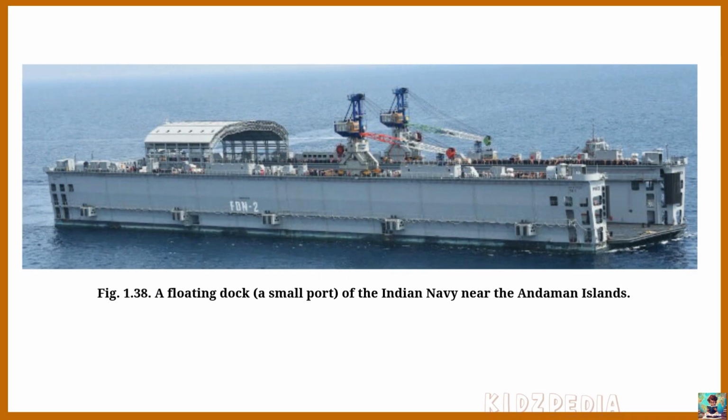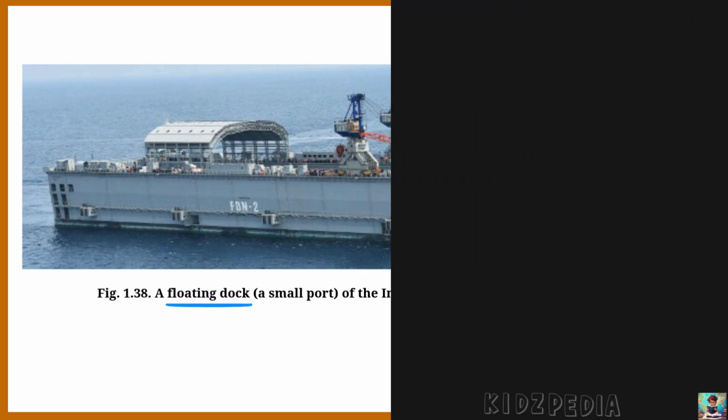Figure 1.38, a floating dock, a small port of the Indian Navy near the Andaman Islands. A floating dock is a small movable port used by ships and boats. The Indian Navy uses it to anchor and repair ships. Its location near the Andaman Islands is strategically important for defense and security in the Bay of Bengal.